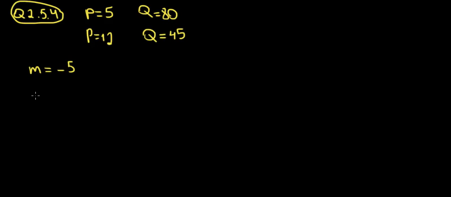Remember, we found out that the slope equals -5. Alright, we know the slope, but we want to find out a relationship between the quantity and the price. We want to find the general line. So let's first write the formula for the slope. We said that the slope is equal to the change in quantity relative to the change in price.